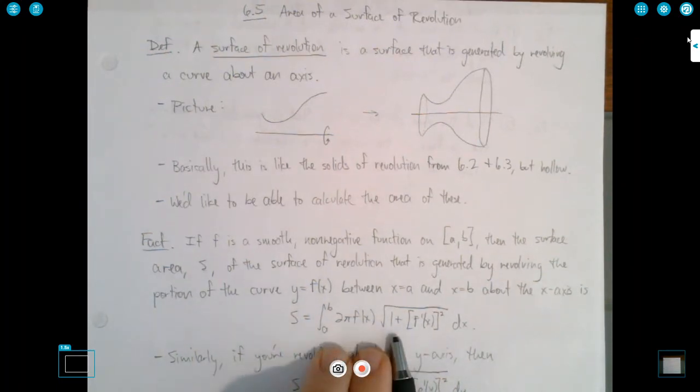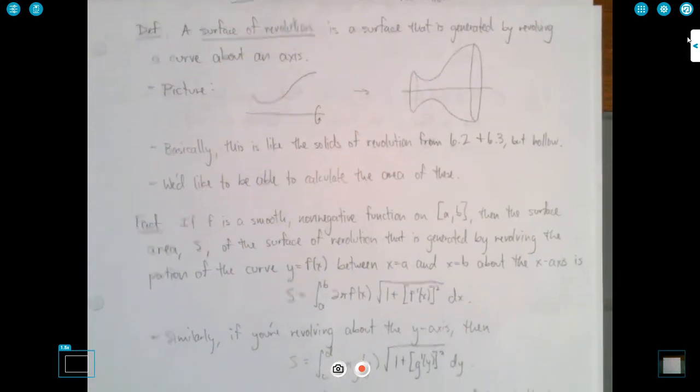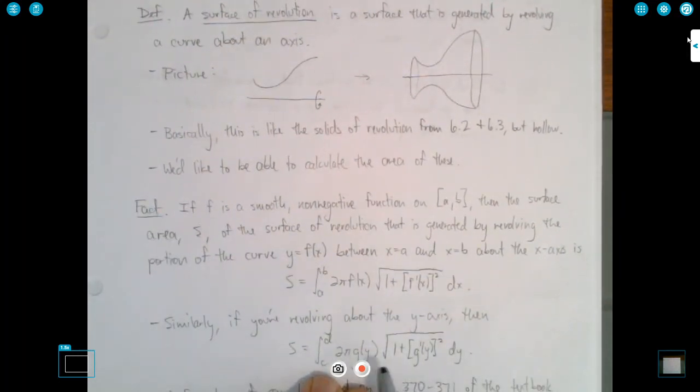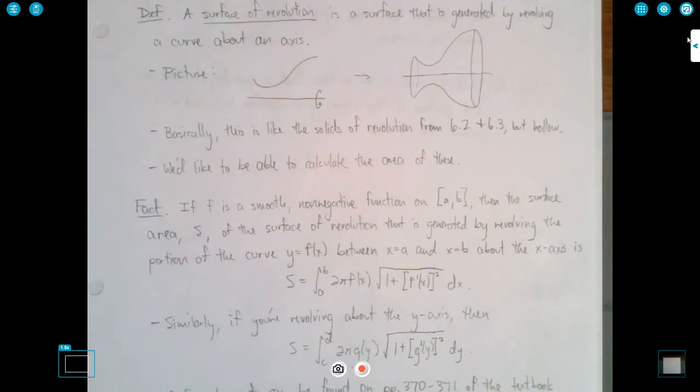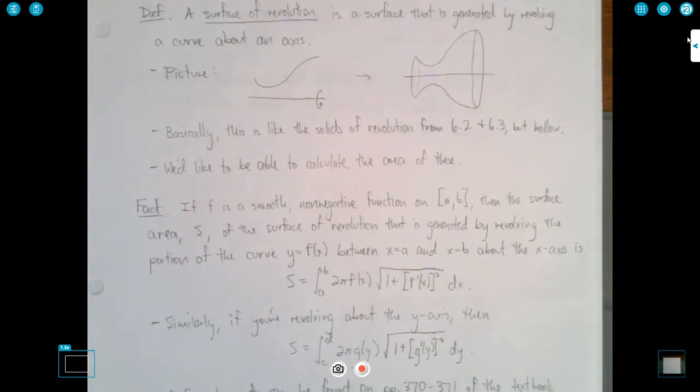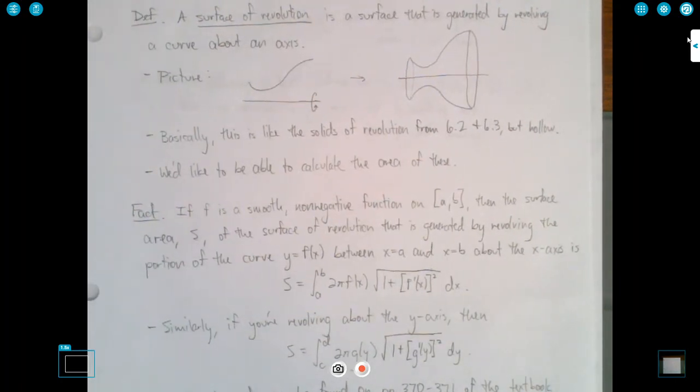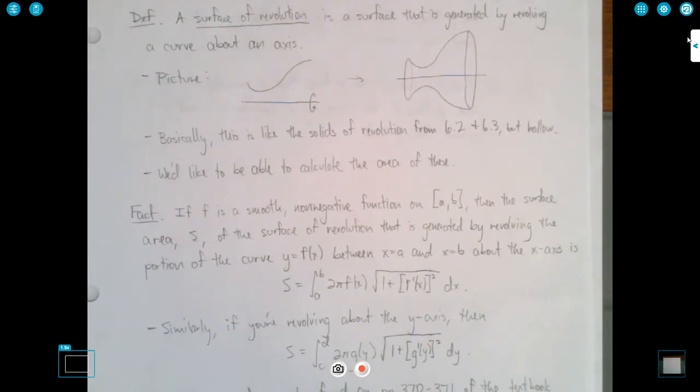And of course, this is if we're revolving about the x-axis. If we're revolving about the y-axis, well, then we would have to say g of y instead of f of x, g prime of y, and then integrate with respect to y, okay? So that's all I have to say by way of introduction, and I just have 2 examples to show you of this, so it should be a pretty short section.